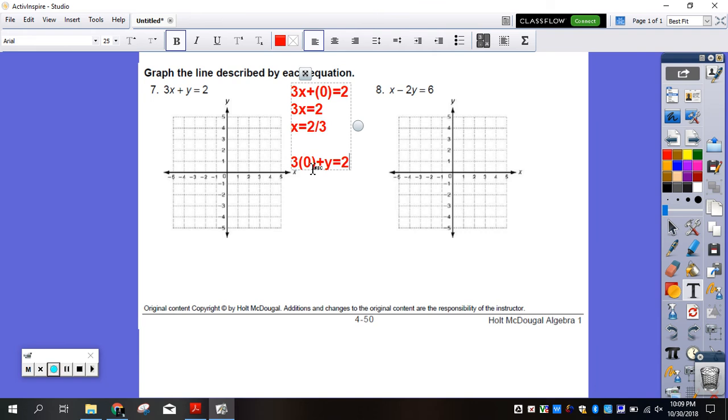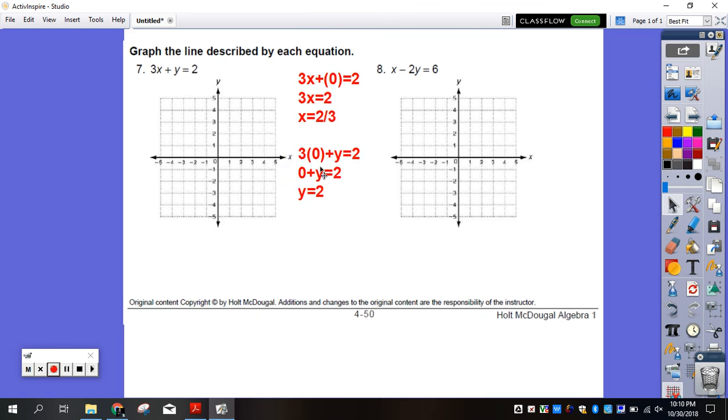And then if I repeated that process to find the y-intercept, I would substitute 0 in for x. And then 3 times 0 would be 0, and 0 plus y is just y, and so y would equal 2, and that tells me the y-intercept is 2. Now, for this particular problem, I may not choose to go that route because the x-intercept is 2/3. I'd have to estimate where that is on the x-axis, and that wouldn't be very precise.